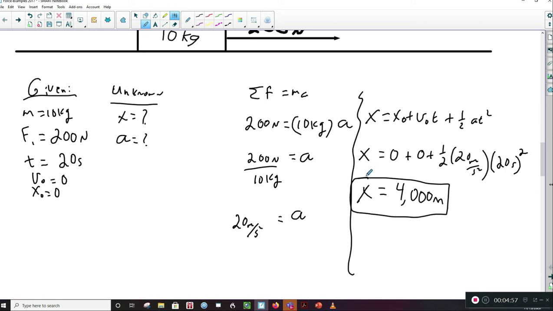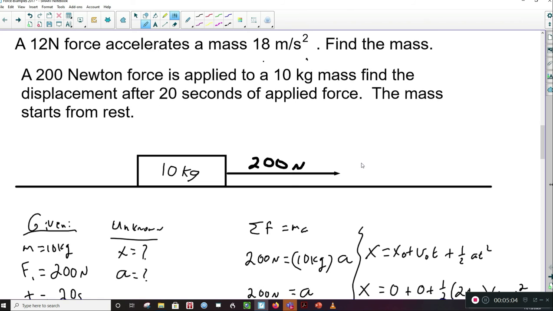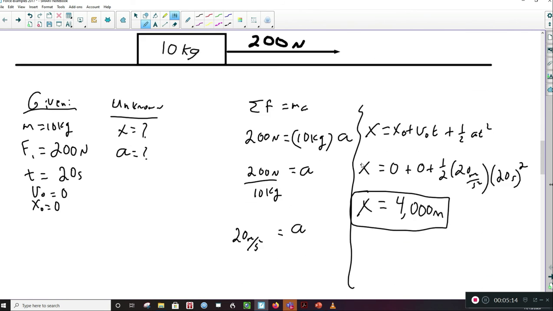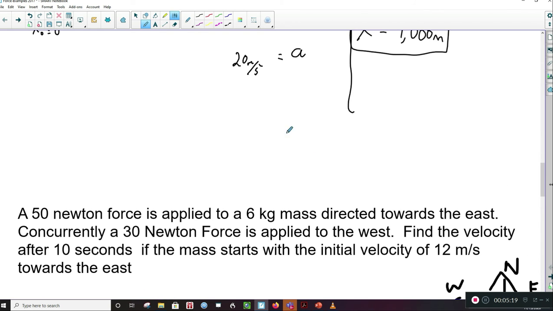Okay, so that's how we would apply a kinematics equation to this. And so let's go ahead and move on to the next problem. And this one is going to actually use concurrent forces. So I'm just adding one more little piece to it.